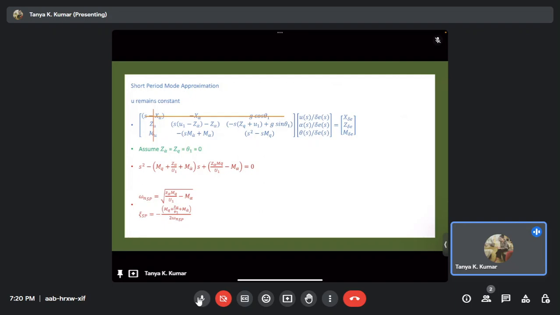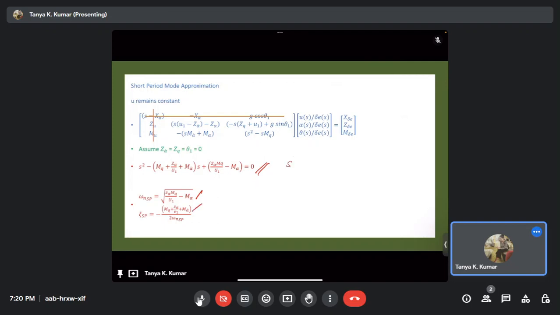another set of equations, right? You get a reduced order set of equations, and this is the equation corresponding to the short period mode approximation. Alright, and the corresponding natural frequency and the corresponding damping ratio are given in these two. Alright, so you know how to find that out. Just equate it to a typical second order system equation.